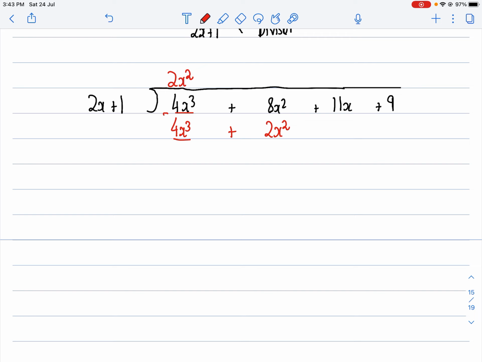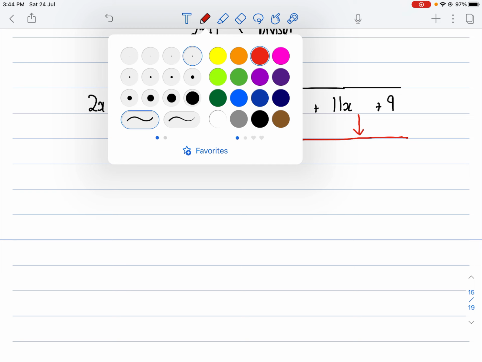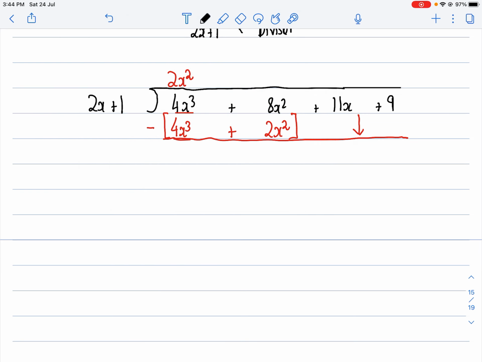Got it? Now what you do is make a bracket here, multiply this full bracket by negative, and draw a line, and bring 11x plus 9 down. When I take the negative inside the bracket, I get 4x cube minus 4x cube, which is 0, so this full thing cancels out. Now when I take this minus inside the bracket, 2x square becomes negative 2x square.